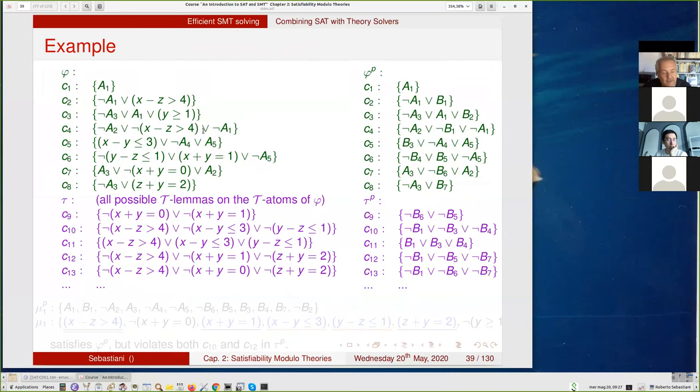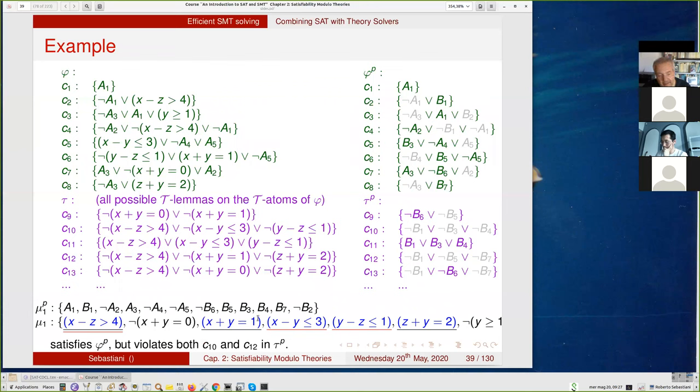So for instance, if you have this formula here, and this is the Boolean abstraction, here you can build all the possible theory lemmas on top of those atoms, and here are some. So the SAT solver can reason on this formula and say, I have a truth assignment here. You can ask the theory solver which among the possible clauses are violated. Yes, there are two of them which are violated.